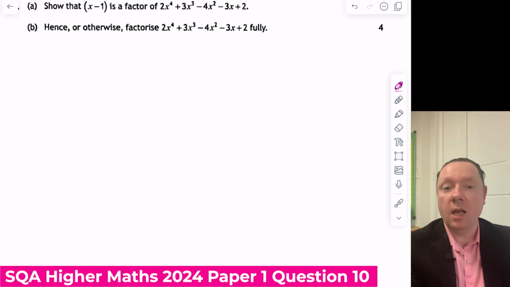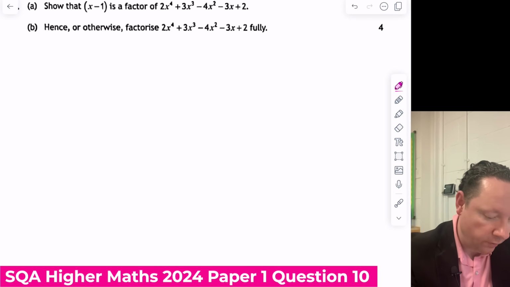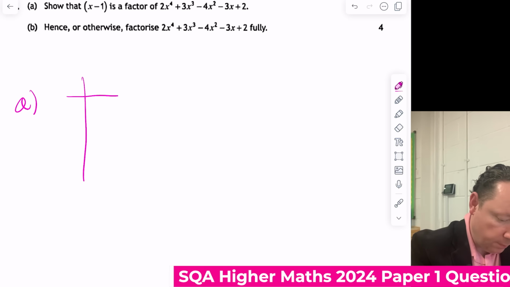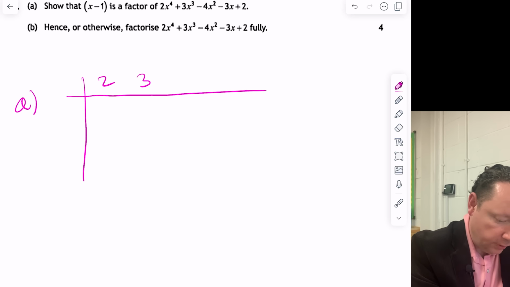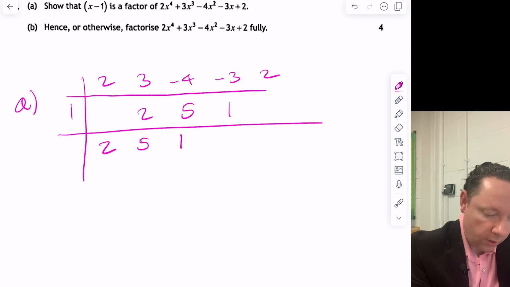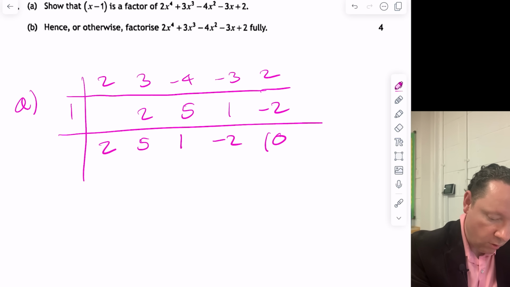SQA Higher Maths 2024, paper 1, question 10. Show that x minus 1 is a factor of that, and then factorise it fully. We're just going to use synthetic division. 2, 3, minus 4, minus 3, 2. Put 1 in, we get 2. 2 ones is 2, plus 3 is 5. That's 5. 5 minus 4 is 1. That's 1. 1 minus 3 is minus 2. That's minus 2. And we get 0.